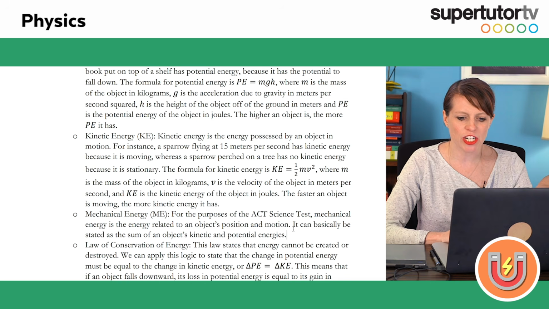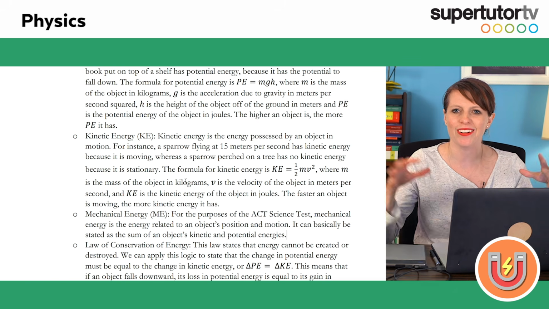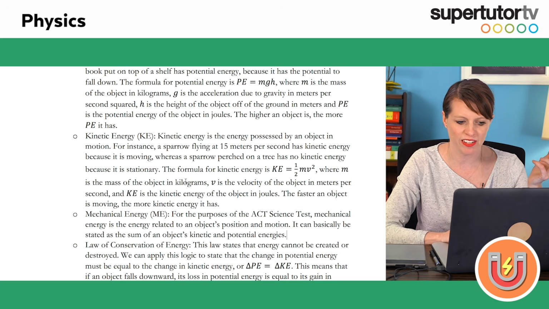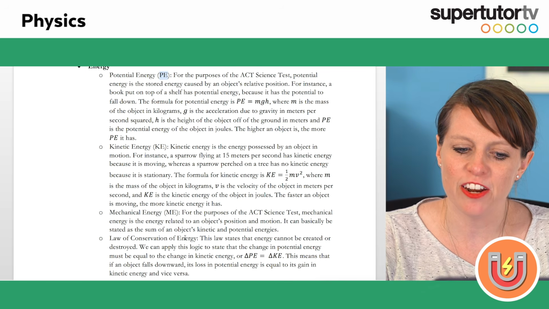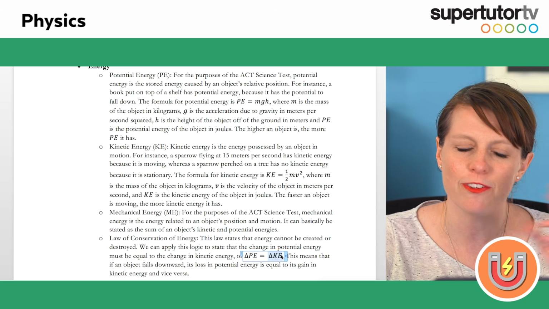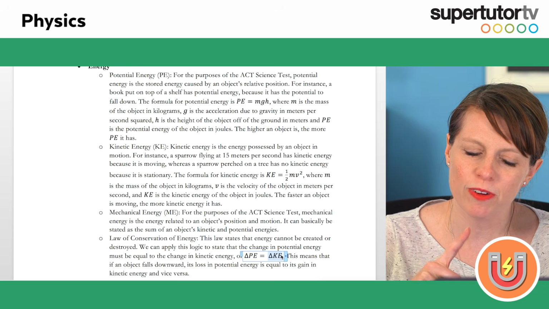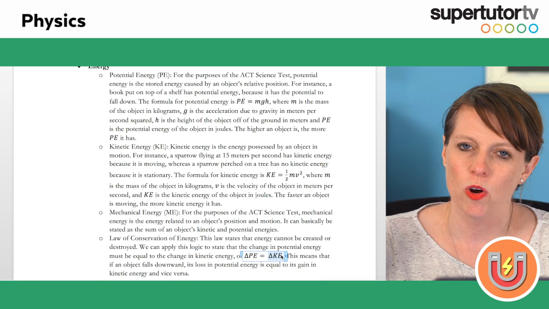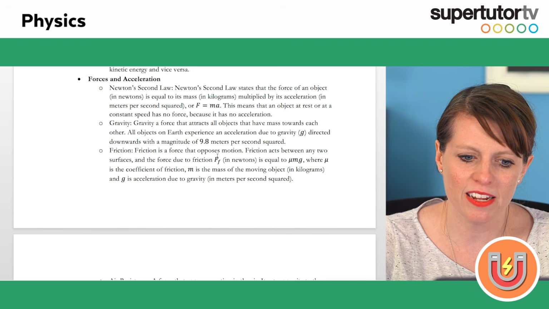And mechanical energy is the energy related to position and motion, and it's basically the sum of the kinetic and the potential energy. So mechanical energy just encompasses both of those other kinds of energy. There's also conservation of energy, and that states that if I change my PE, I'm going to change my KE. So if I change my potential energy, it basically transfers into kinetic energy or vice versa, right? If that kinetic energy sends my car up the hill, then that potential energy could send it back down the hill.